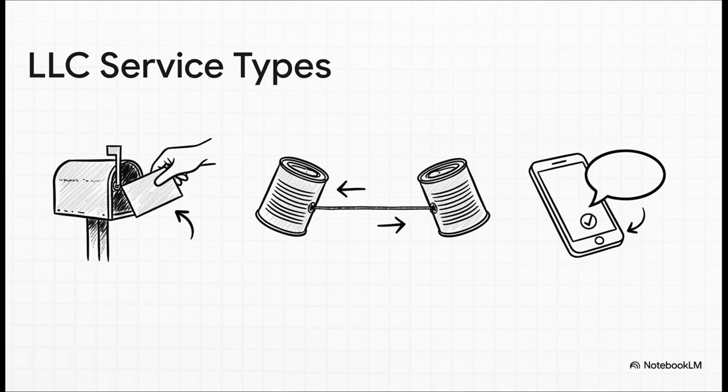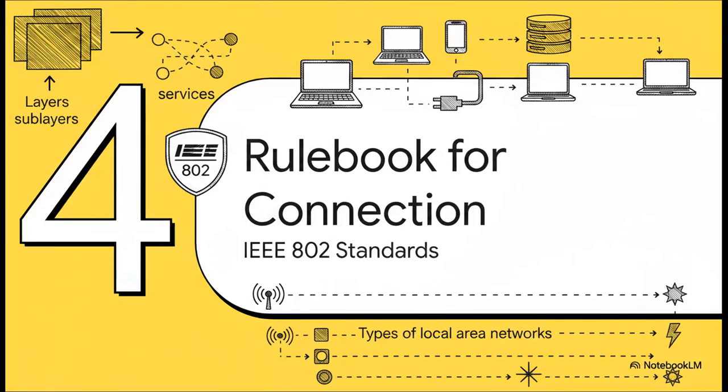And finally, there's a neat hybrid, acknowledged connectionless. This is the perfect analogy for sending a text and getting a read receipt. You don't have a constant open line, but you do get a little ping back confirming that each message got there safely.